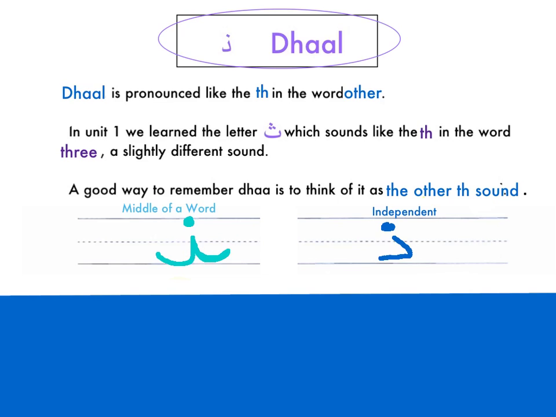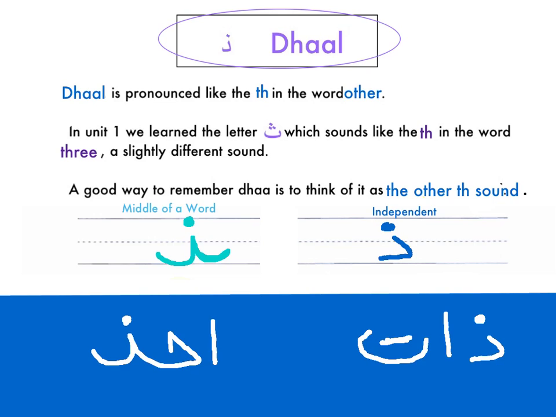Now let's take a look at some words. For instance, the word that is in independent form. And in its connected form, we have the word akhadha. You see, the Dhaal is here connected to the previous letter, kha. Note that Dhaal can never be connected to the next letter. It only connects to the letter that comes before it. It never gets connected to the letter that comes after it.